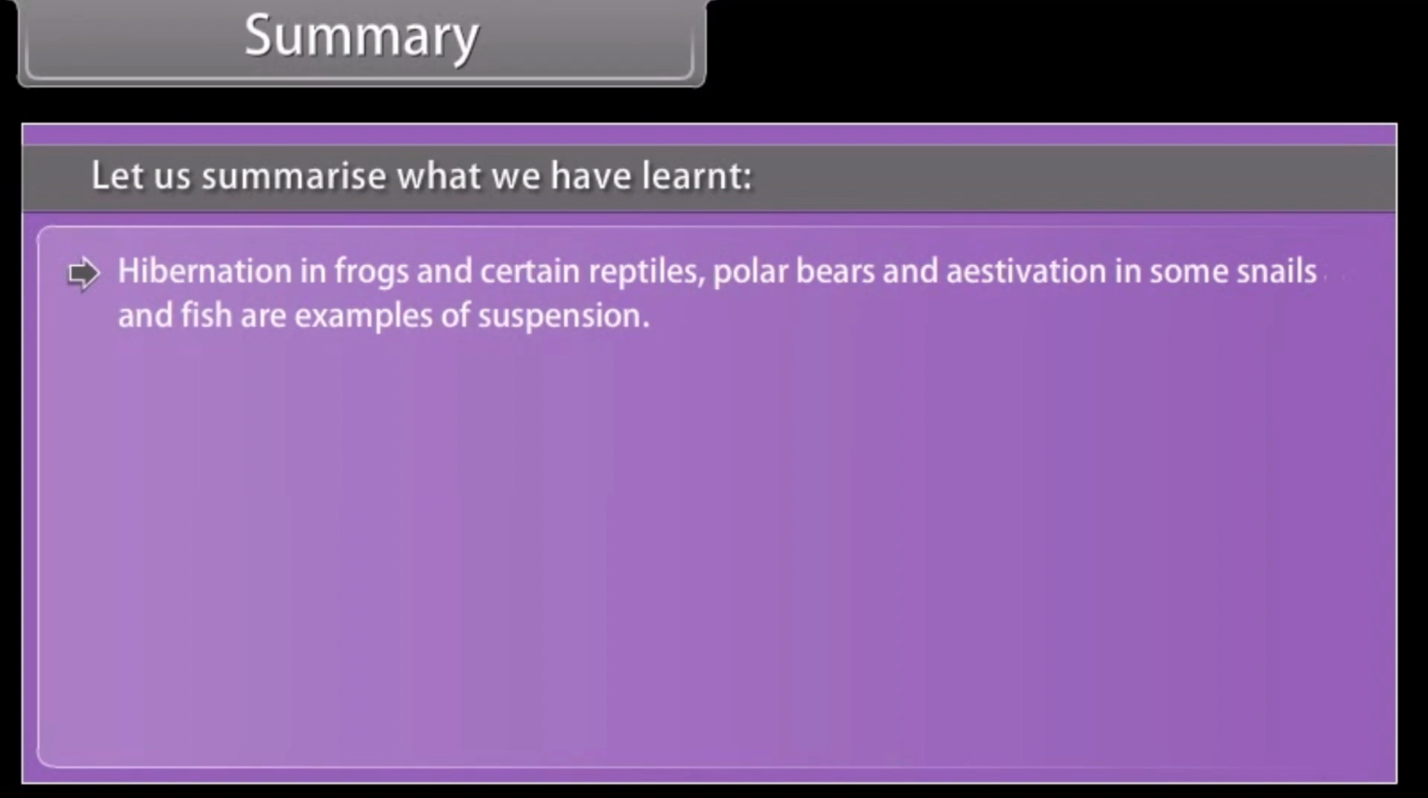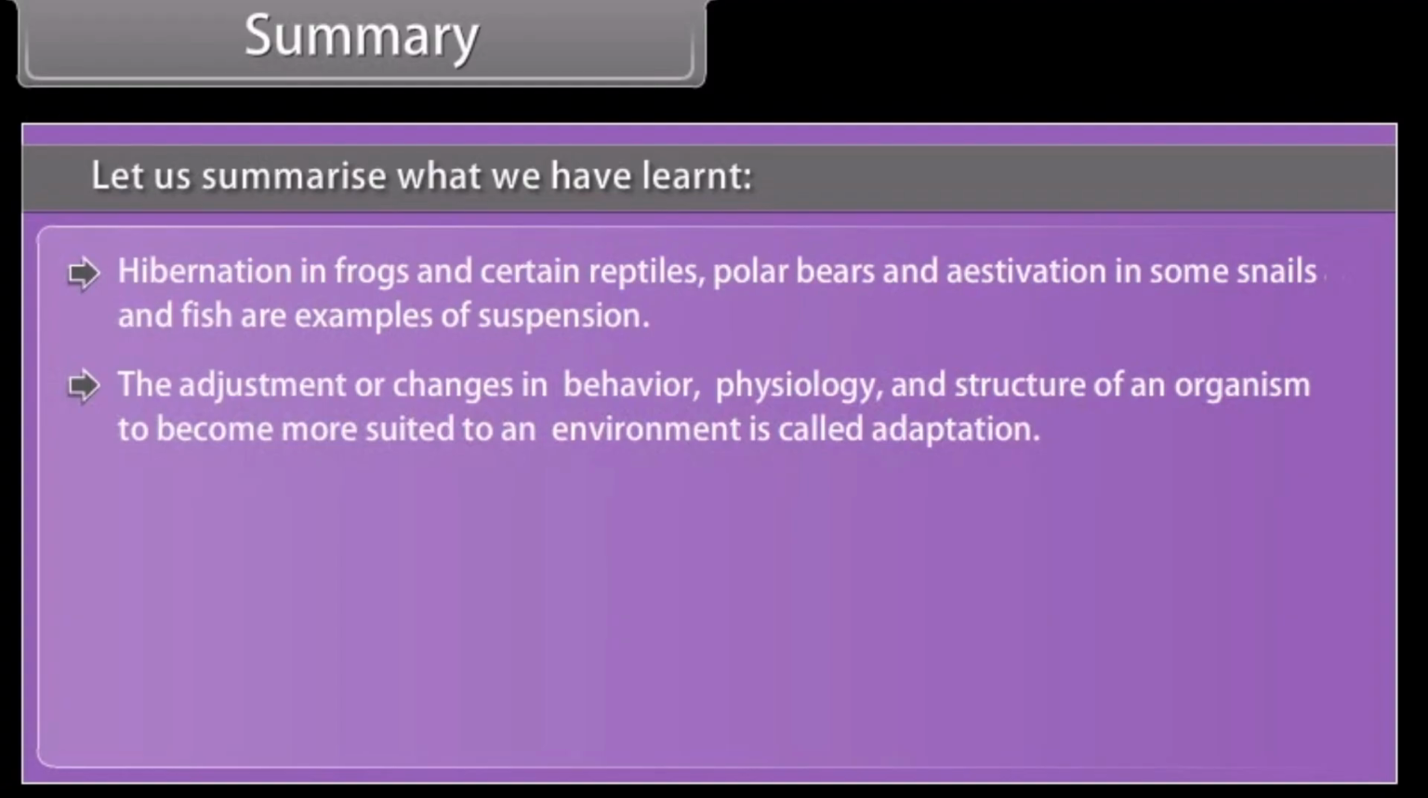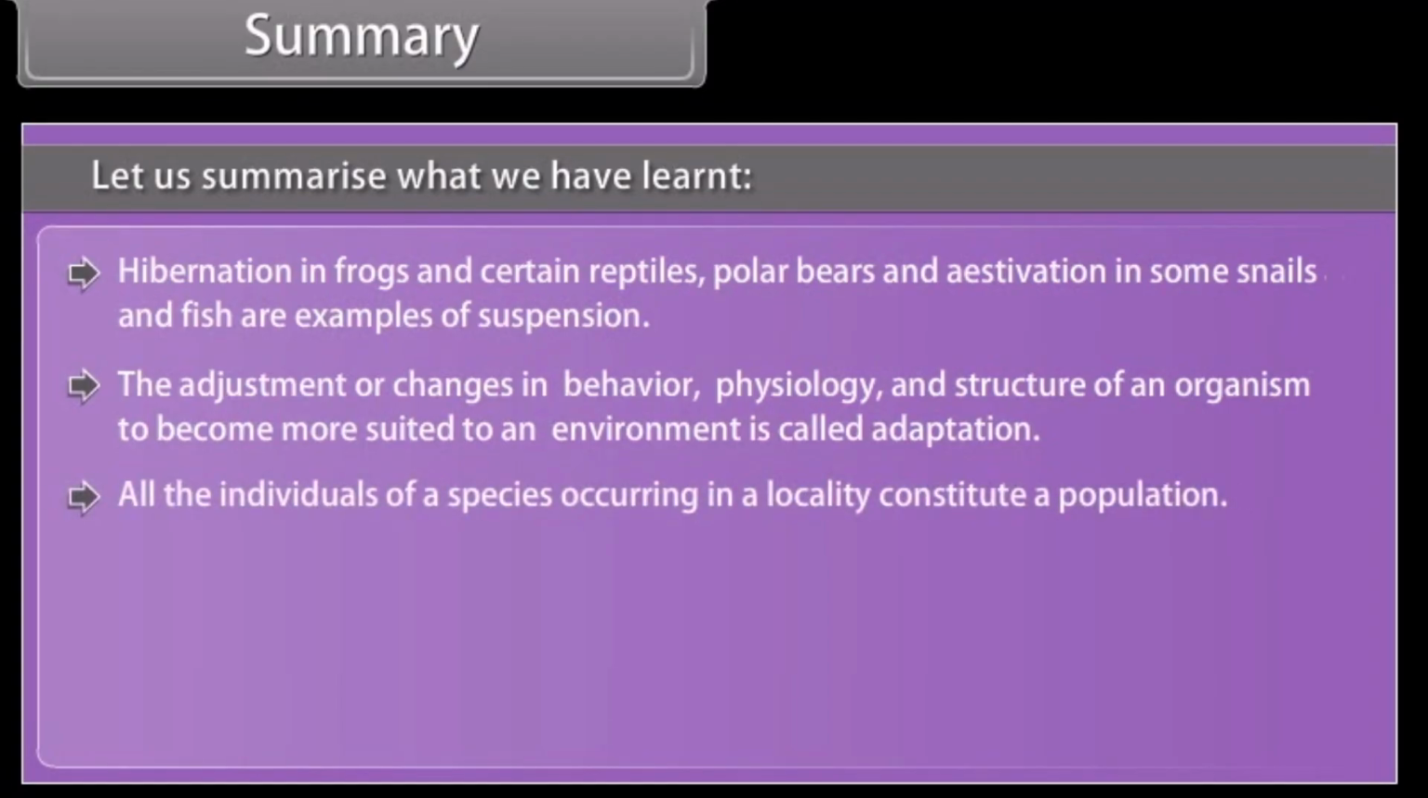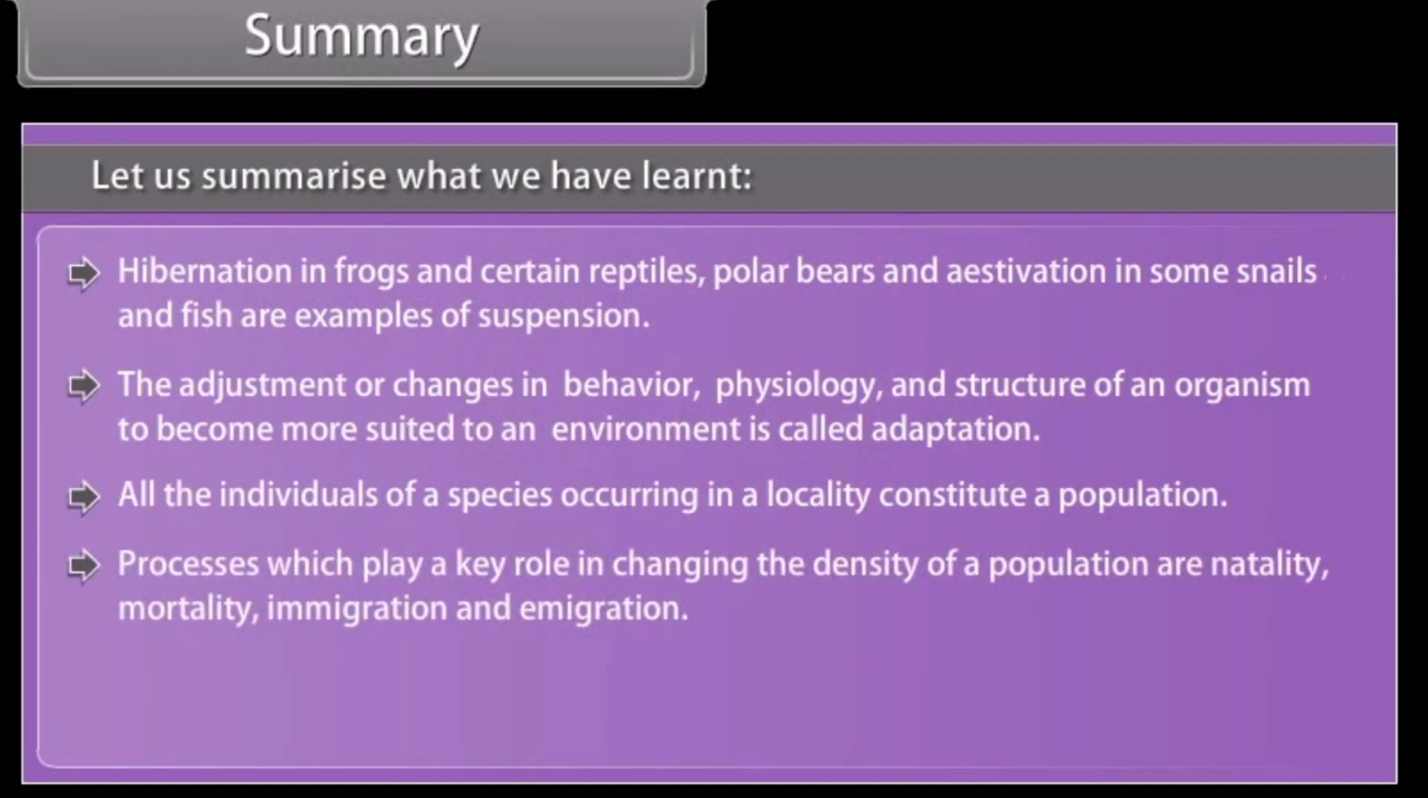are examples of suspension. The adjustment or changes in behavior, physiology and structure of an organism to become more suited to an environment is called adaptation. All the individuals of a species occurring in a locality constitute a population. Processes which play a key role in changing the density of a population are natality, mortality, immigration, and emigration.